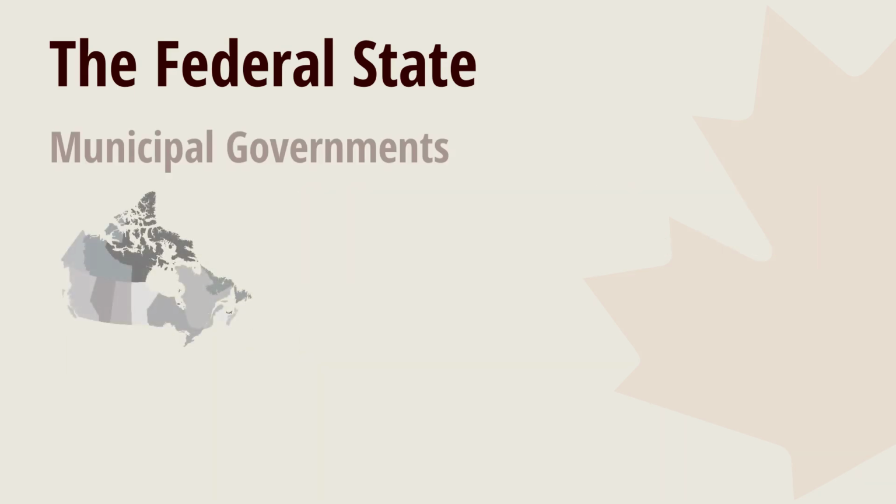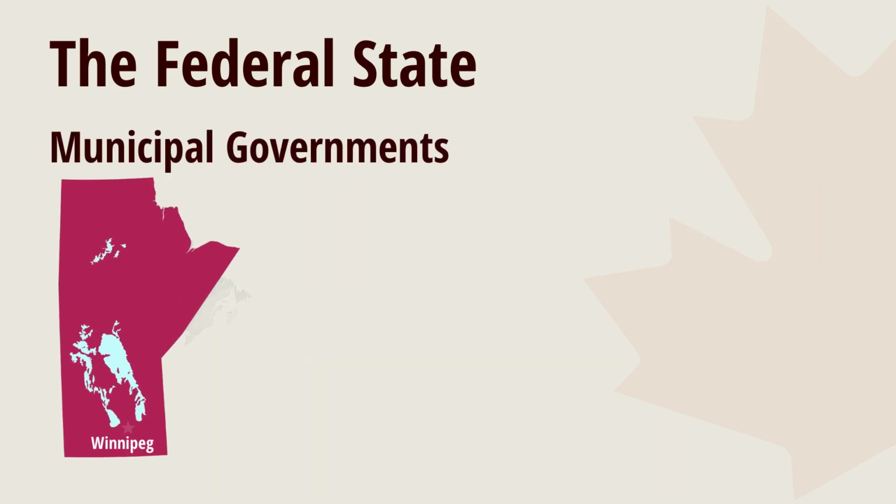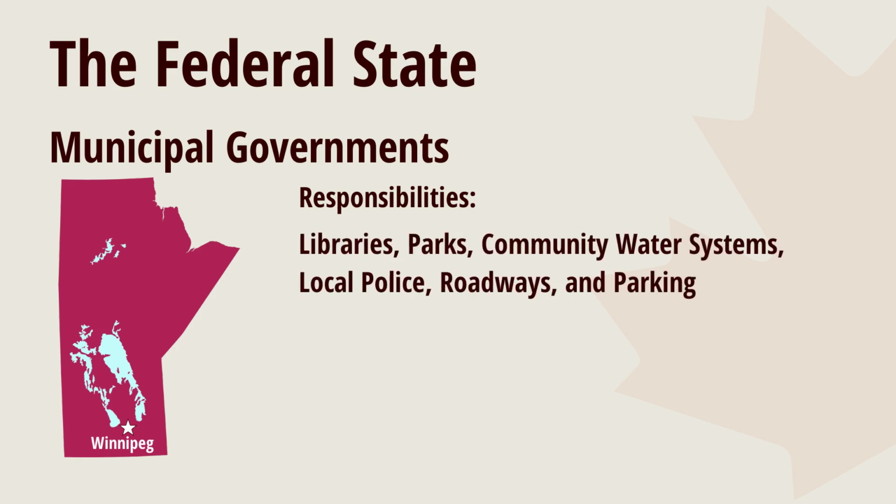The third level of government is the municipal level. This is the government we have for cities and towns. Municipal governments are responsible for areas such as libraries, parks, community water systems, local police, roadways, and parking. In all 3 levels of government, the Canadian people elect officials by voting. At the federal level, we elect MPs, or Members of Parliament. They represent us in Ottawa in the House of Commons.